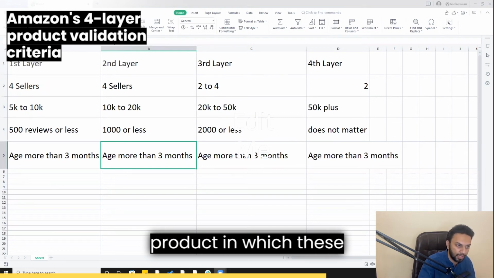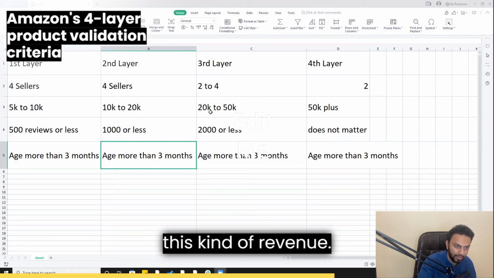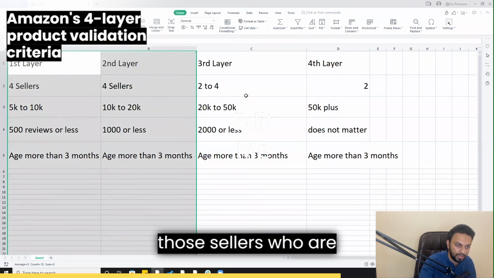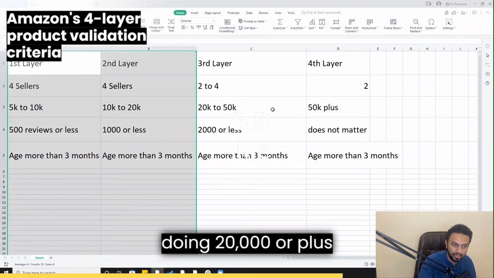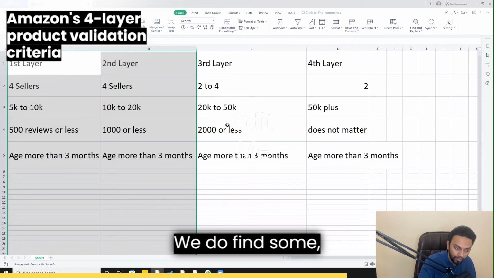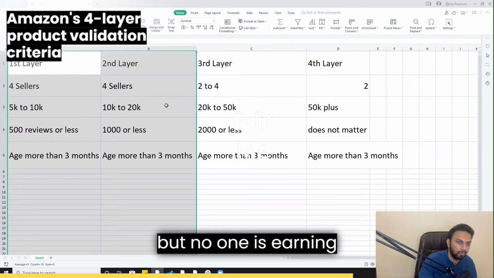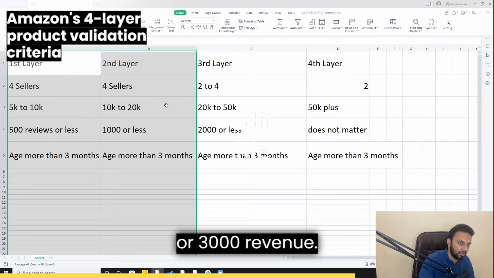Now imagine there's a product in which these two layers are not available, and there is no seller having a small number of reviews and touching this kind of revenue. Let's say we omit these two layers for some time while evaluating a product, and we see all those sellers who are doing 20,000 or plus revenue have 2,000 or more reviews. We do find some sellers in these kinds of products with, let's say, 300 or 400 reviews, but no one is earning more than 2,000 or 3,000 revenue.